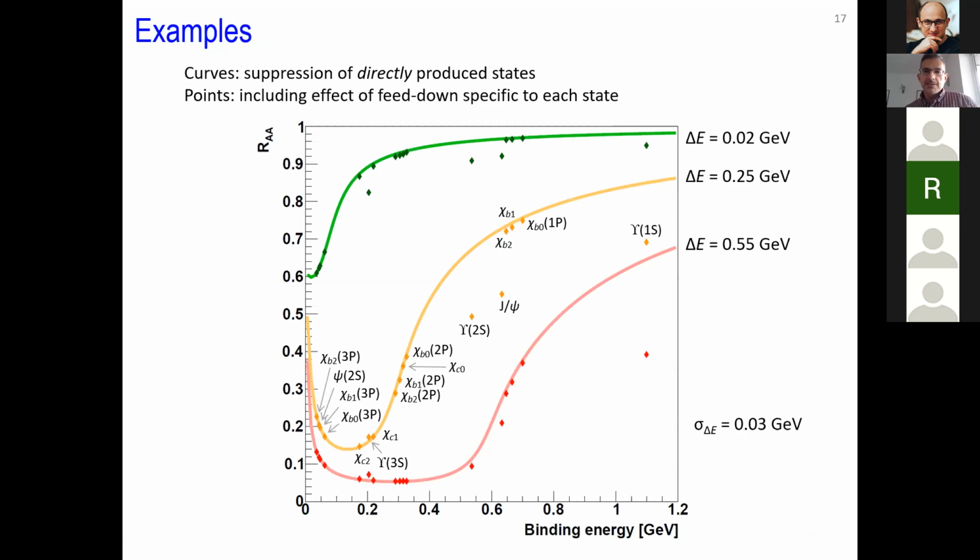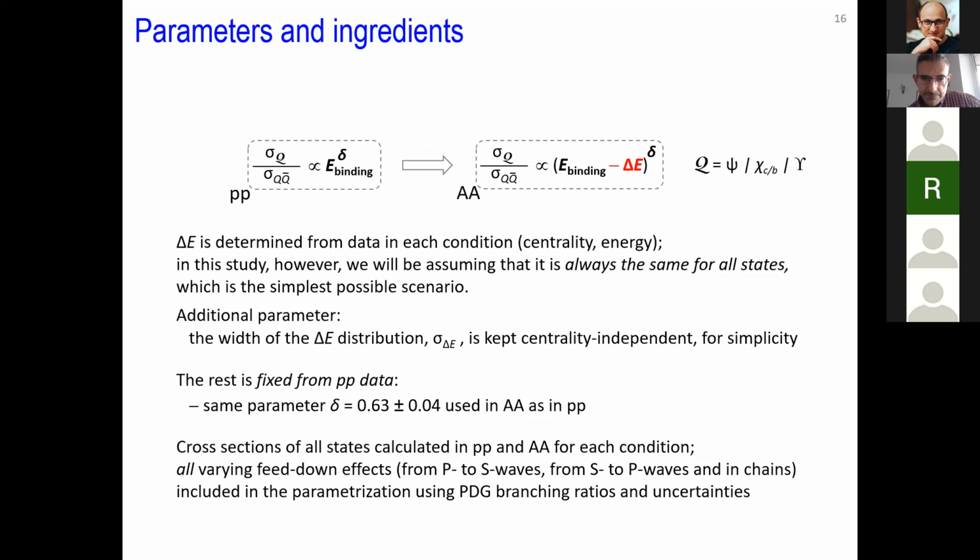Before going to look at the data, here there are no data yet. Let's look at what these formulas mean. It is an example of RAA calculations using these formulas as a function of binding energy for three different values of this shift delta E, increasing from green to red. And, I don't know if I spoke about this, I think I skipped one slide, which was this.